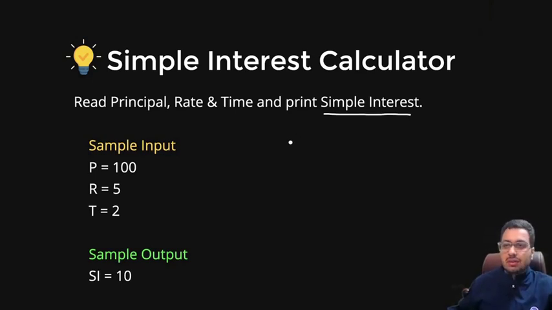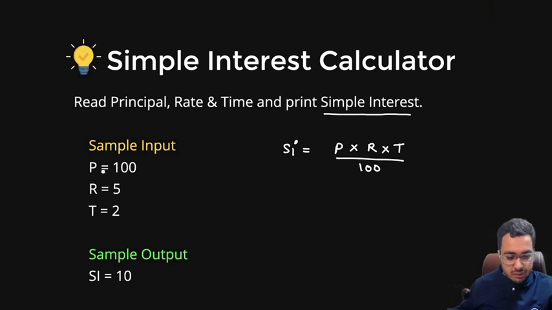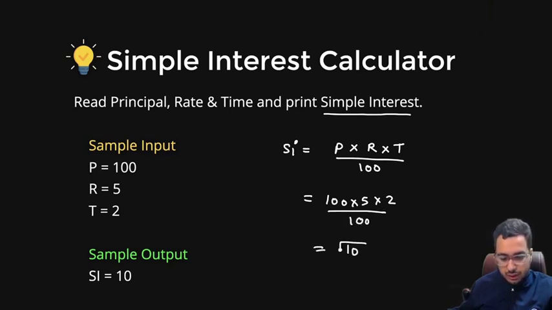We also know the formula for simple interest is given as principal, denoted using P, multiplied by rate, multiplied by time, and divided by 100. For example, if your principal is 100, the rate is 5, and the time is 2, and you divide by 100, it gives you the value 10. Now, this is what the simple interest is.